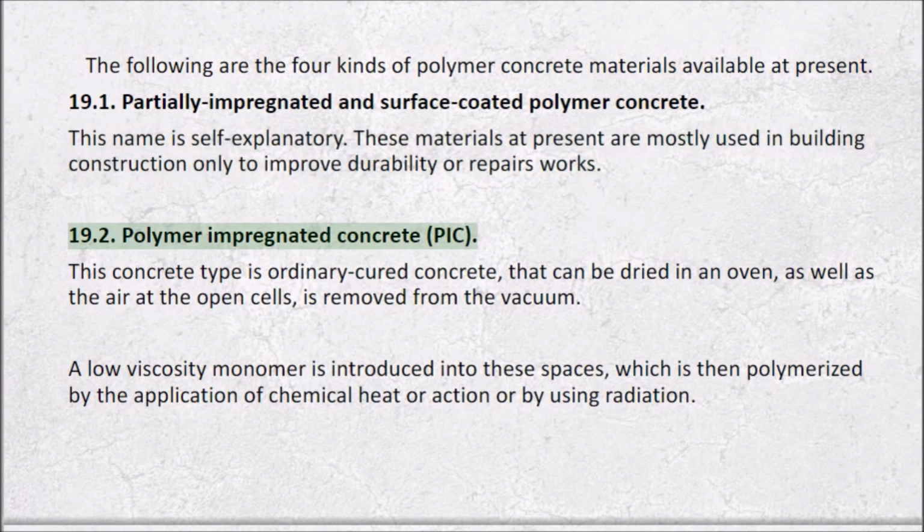19.2 Polymer impregnated concrete, PIC. This concrete type is ordinary cured concrete that is dried in an oven, and the air in the open cells is removed by vacuum. A low viscosity monomer is introduced into these spaces, which is then polymerized by the application of heat, chemical action, or by using radiation.